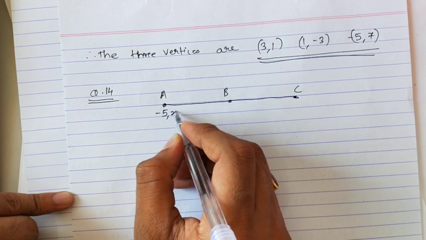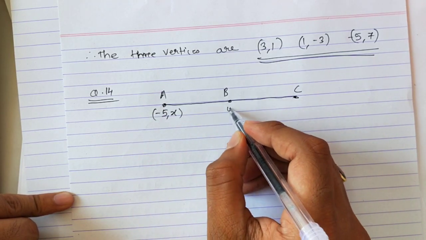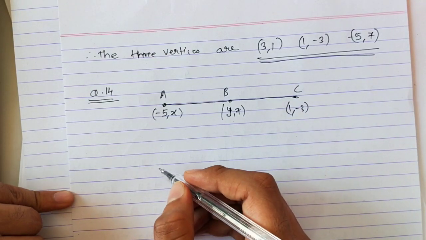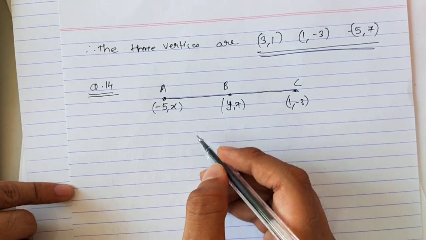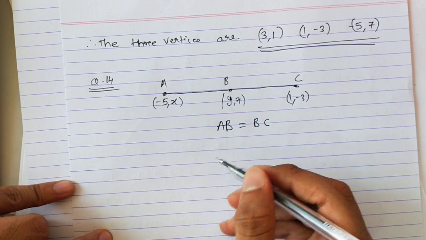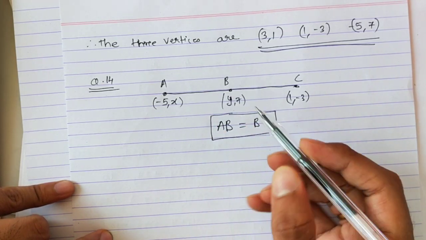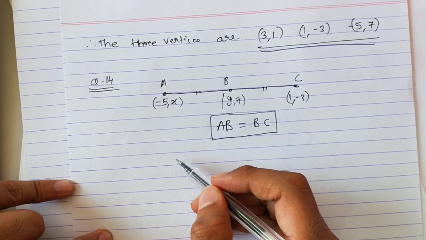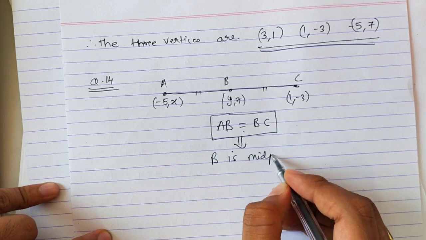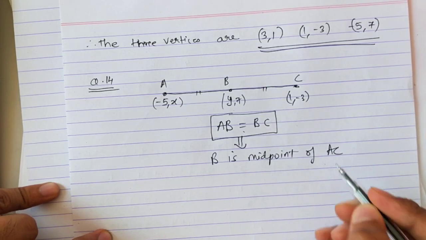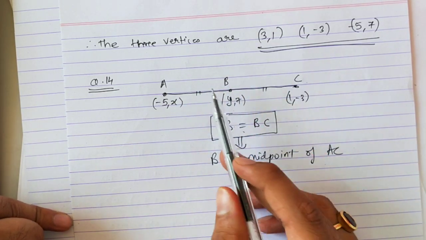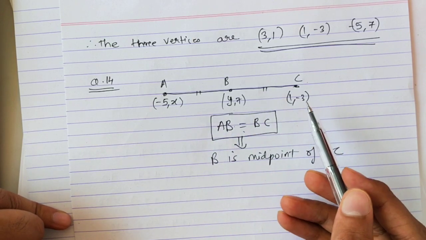The values are minus 5 comma x, y comma 7, 1 comma minus 3. These are the 3 values. And they have said AB is equals to BC. Now what does this mean? AB is equals to BC means this is equals to this. Okay. Indirectly they are saying that B is the midpoint of AC. That is what they mean. If AB is equals to BC, B is the midpoint of AC, and if B is the midpoint of AC, I can easily use the midpoint formula here.